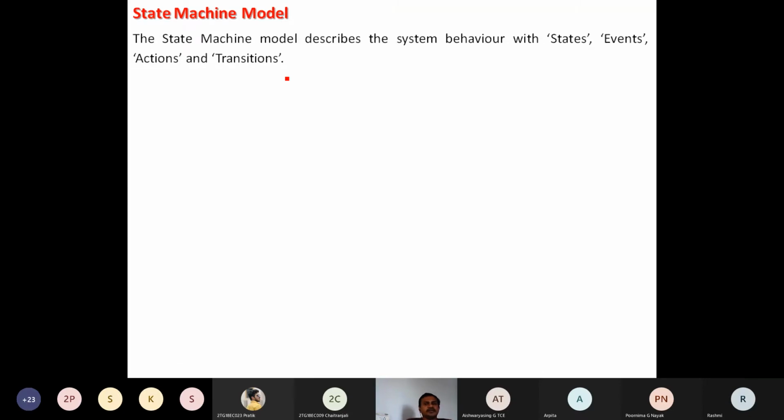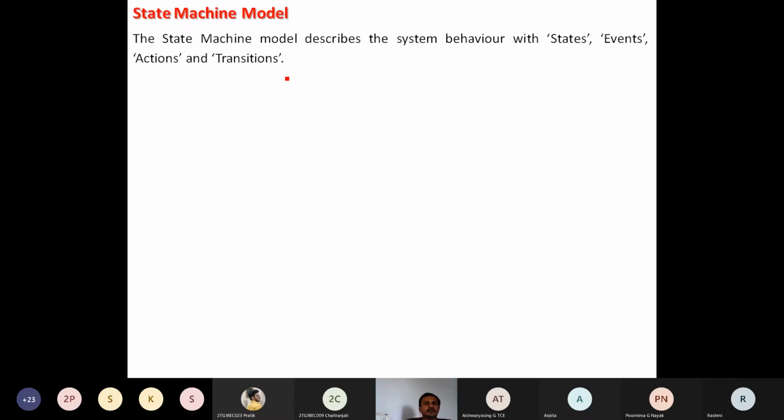Then comes another model, known as the state machine model. What is the state machine model? The state machine model describes the system behavior. It is not only processing, receiving the input, processing it and generating the output. It is not like that. The system is not designed to perform only that simple task of receiving the input, processing and sending it. No, it is designed for other aspects.